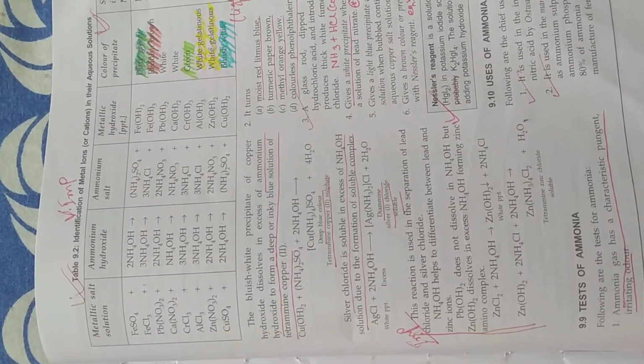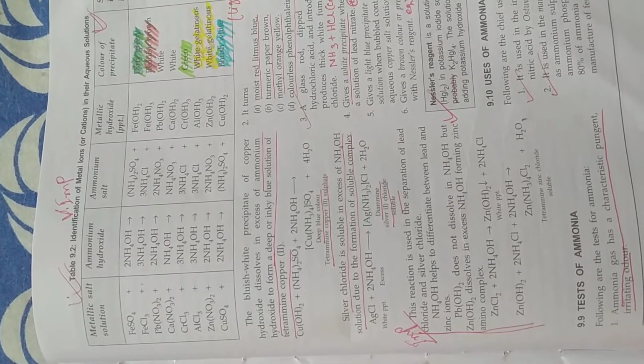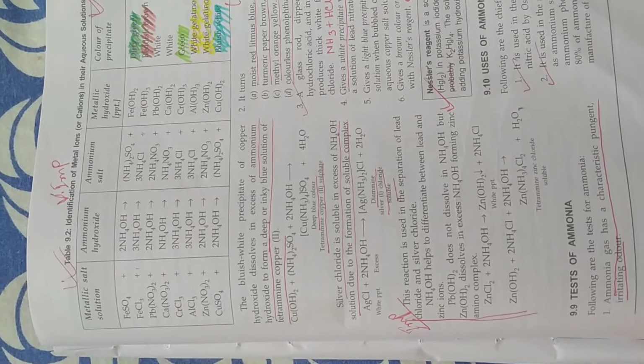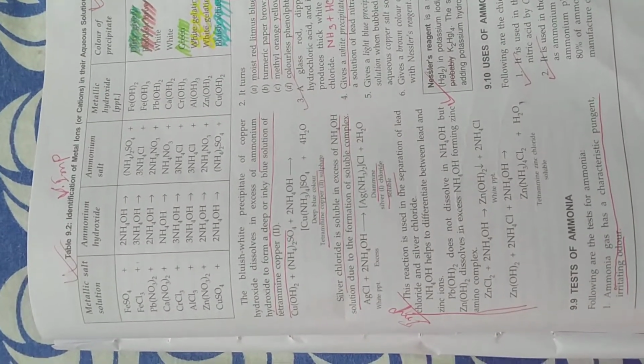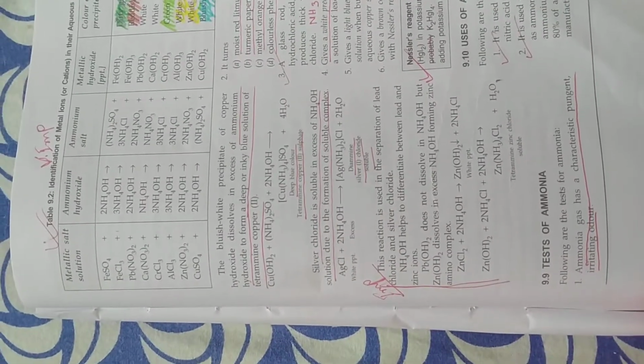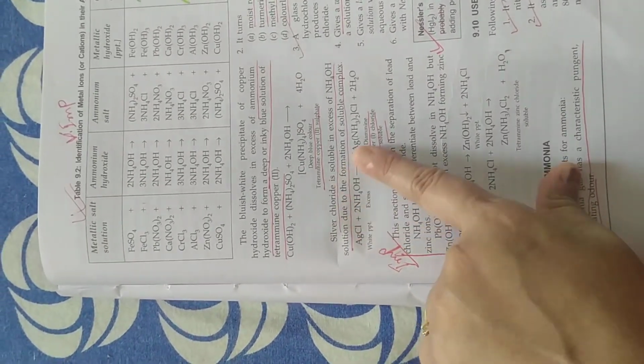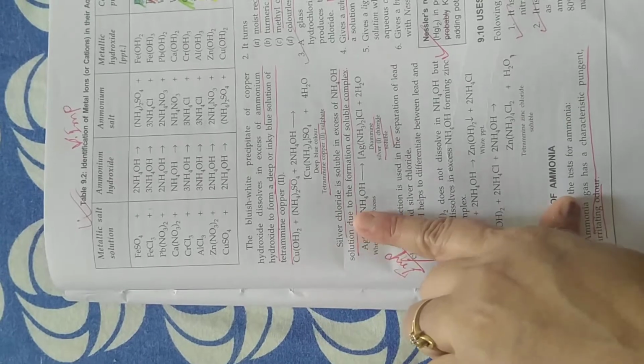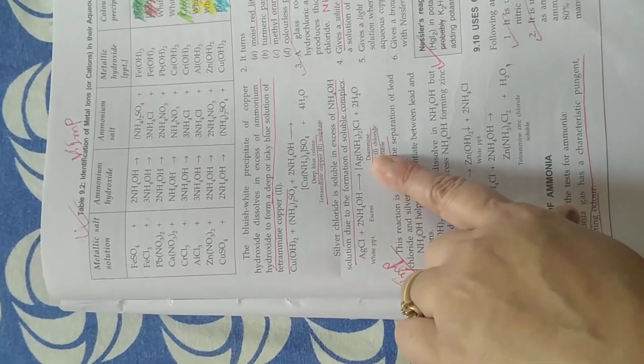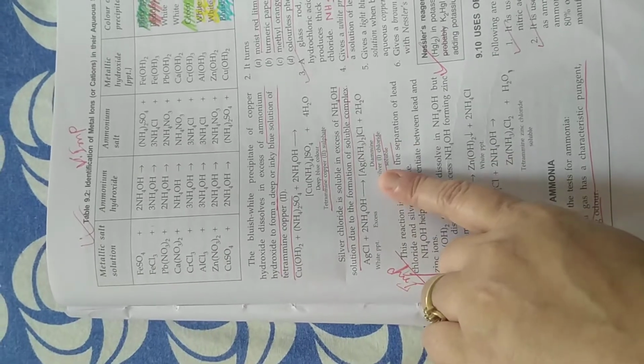Then silver with ammonium hydroxide. Silver chloride is soluble in excess of ammonium hydroxide solution due to the formation of a soluble complex, diamine silver chloride. These are the complex compounds. When excess of ammonium hydroxide is added, these hydroxides, like copper hydroxide, will be converted, and just then and there the complex salt, a soluble salt, will be formed.